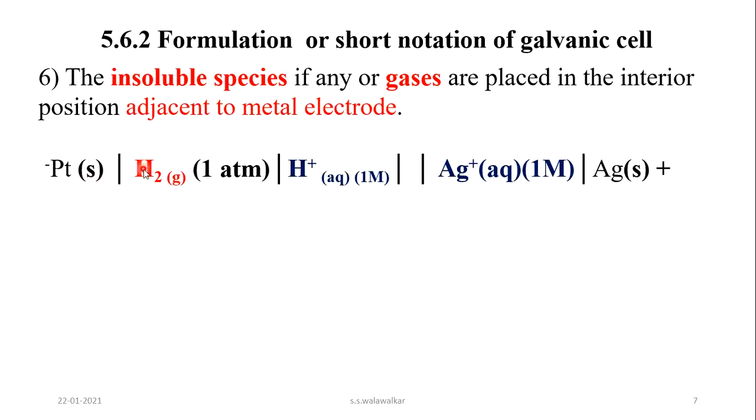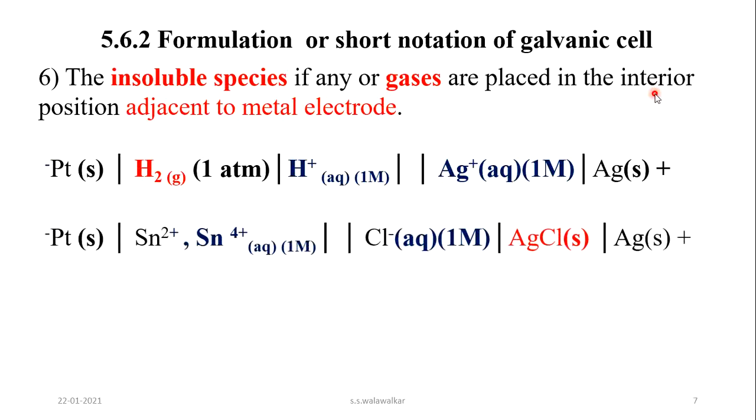Platinum is in contact with hydrogen gas. It is not written like this. Hydrogen is in contact with platinum like this. So hydrogen must be on the interior side. Gas must be on the interior side. Or if an insoluble species is there, such as silver chloride, AgCl, then you have to write this AgCl on the interior side. If a sparingly soluble salt is there, then you have to write it on the interior side.